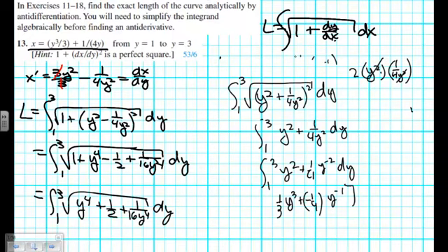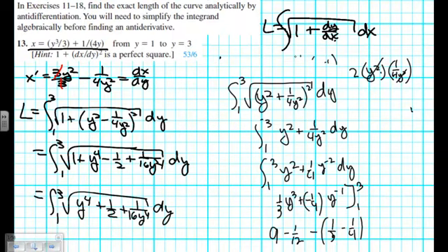Y to the negative 1 is evaluated from 1 to 3. What's that? Plug it in. So 3 cubed is 27, divided by 3 is 9. 9 minus 1/12. So this is going to be negative 1/4 times 1/3, which is negative 1/12, minus 1/3 minus 1/4. No, it's plus. Oh, yeah, so you had it both of these.